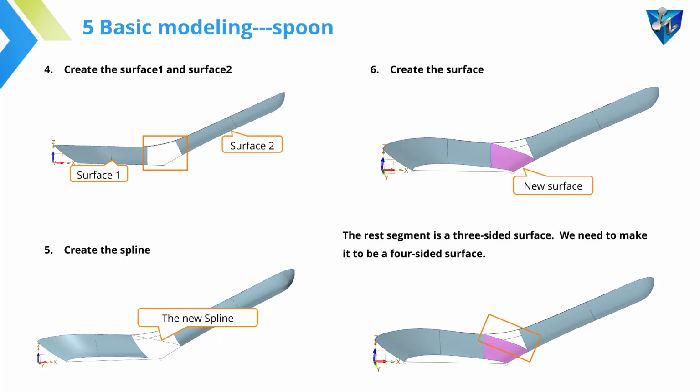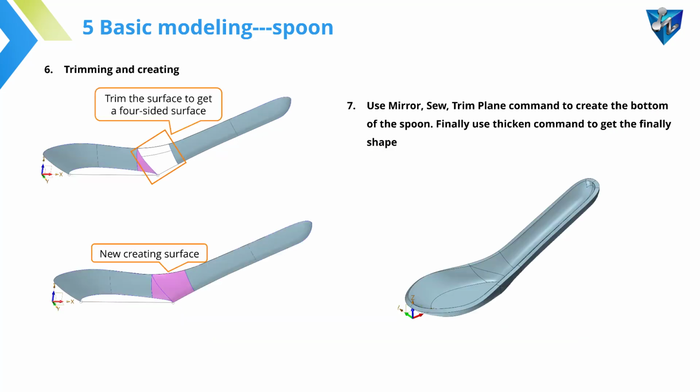After we get all the outlines, we can create surface 1 and surface 2. The rest segment is a 5-sided surface. We need to create a new spline to divide it into 2 segments. Create the surface for one of them. We need to make the rest of the segment a 4-sided surface that can make a high-quality surface. And then trim the surface with a spline and then create the surface. The half of the spoon is completed.